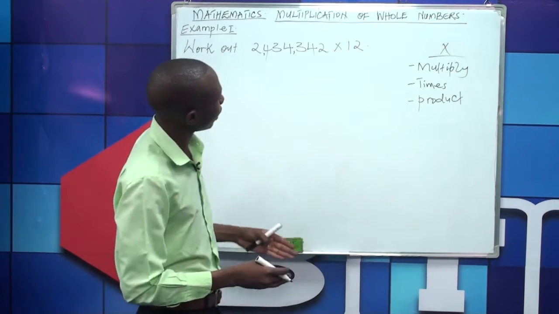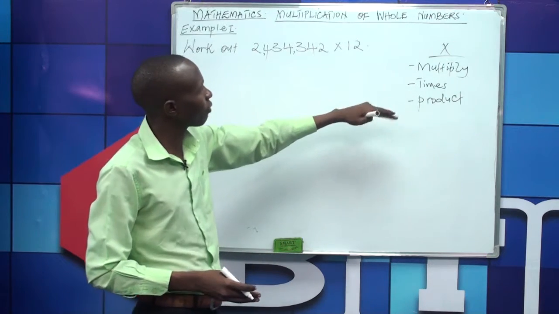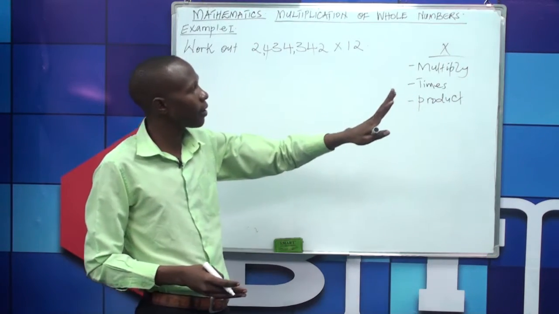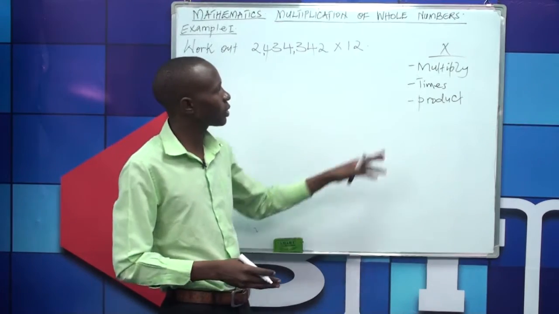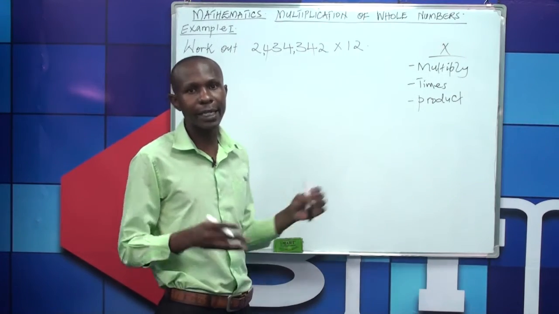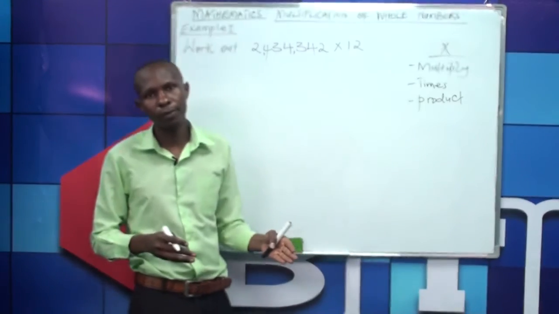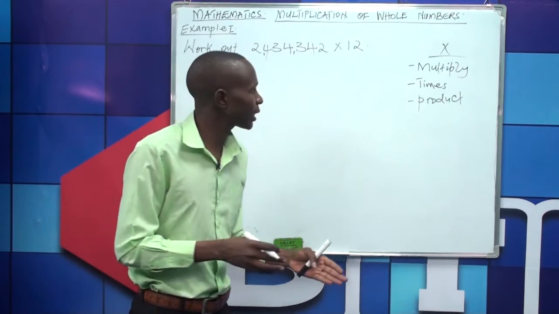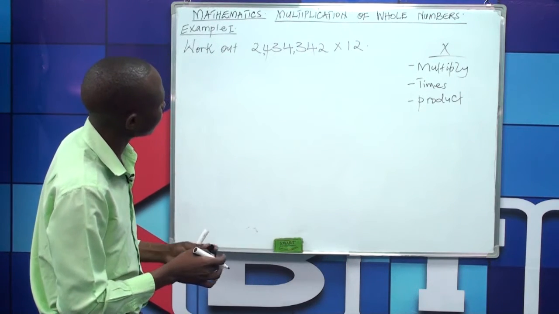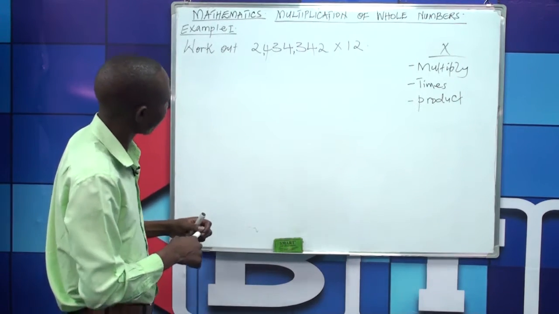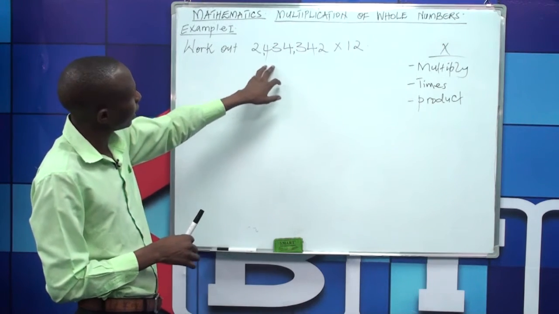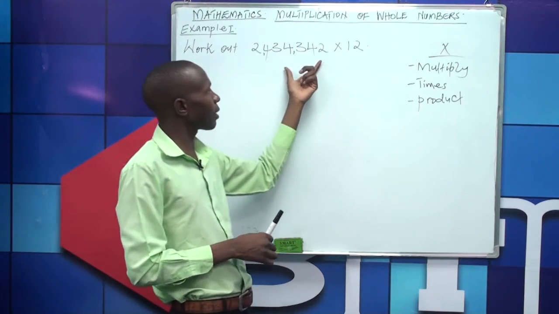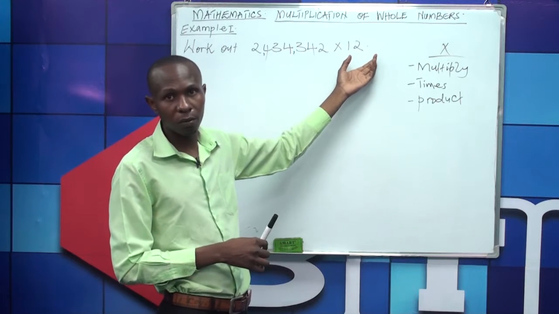So when we check on multiplication, we shall always be having words like multiply, times, and product. That is specifically multiplication. So let's look at our example one and see what it is requiring us to do. When you look at example one, they have given us a number, and they want us to multiply this very number by 12.